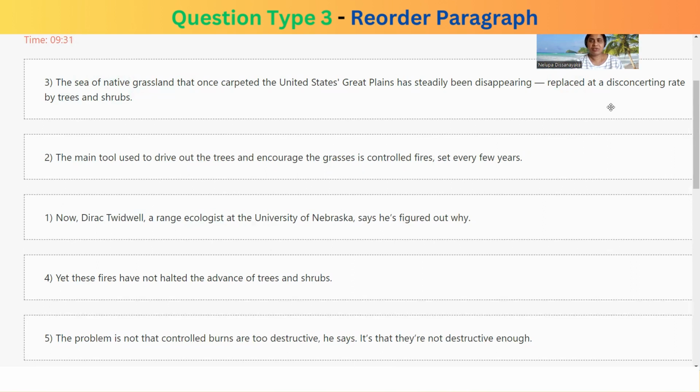Another thing I have to mention is that when you see the last part of a sentence, mostly the next sentence starts with an explanation of some kind of an idea about the same thing. The last part of the sentence is about trees. Now, the next sentence could start straight away with an explanation about that. So this is also one theory in resolving reorder paragraphs.